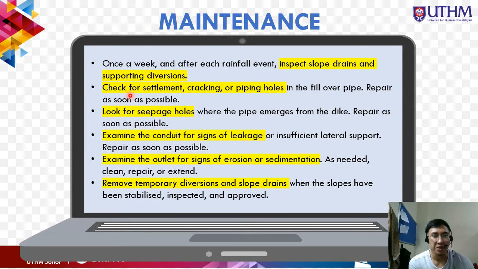And next, for the maintenance part, once a week and after each rainfall event, inspect slope drains and supporting diversions. Check for settlement, cracking or piping holes. Repair as soon as possible. Thirdly, look for seepage holes where the pipe emerges from the dike. Repair as soon as possible, and examine the conduit for signs of leakage. Repair as soon as possible. Examine the outlet for signs of erosion and sedimentation. And lastly, remove temporary diversions and slope drains.